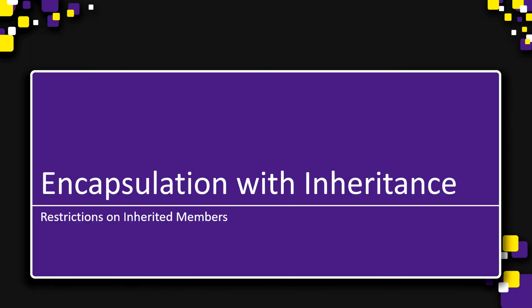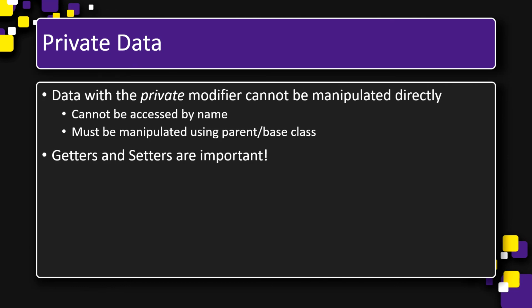Now, with encapsulation and inheritance, we have some restrictions on the inherited members, and this is important because it allows us to make sure our data is secure. So data with the private modifier cannot be manipulated directly. Instead, the children have to use the getters and setters, which are public, for accessing that particular data. So again, they cannot access that private member by name. Instead, they have to manipulate it in a more roundabout way using those getters and setters.